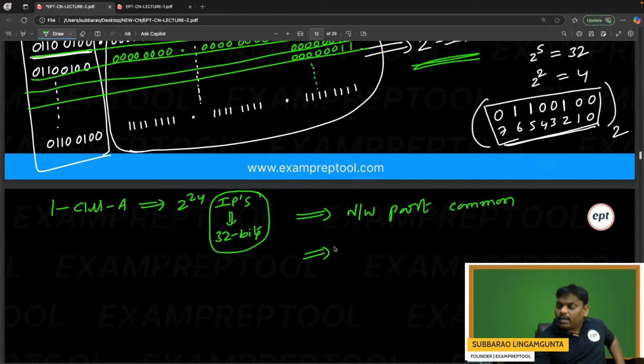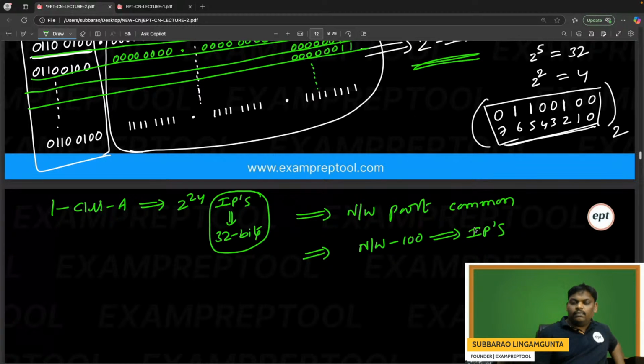Network 100. These all belong to network 100 IPs. Network part is common in all these 2 power 24 IPs. If you observe, the network part is common. These are all IPs of network 100.